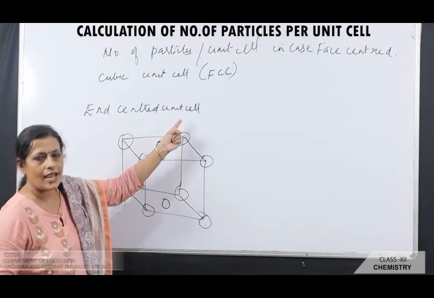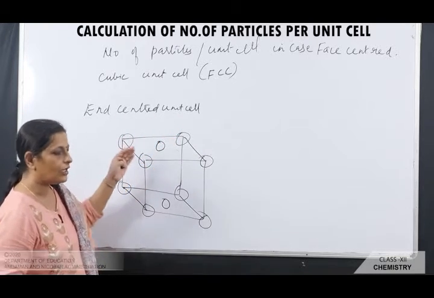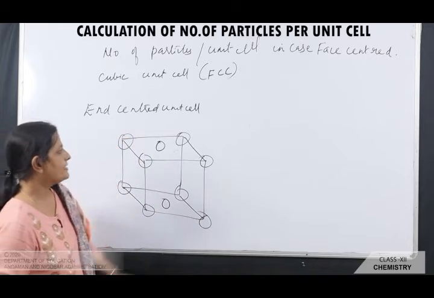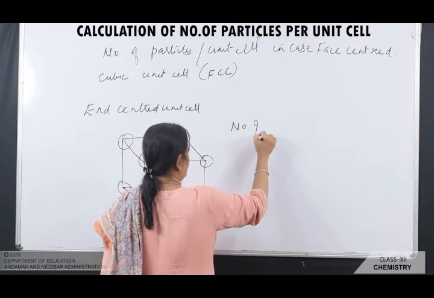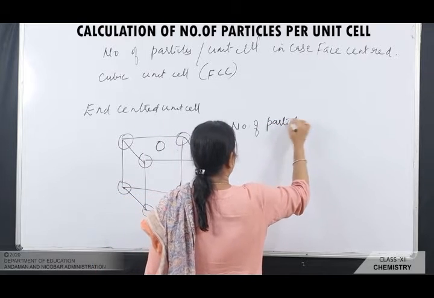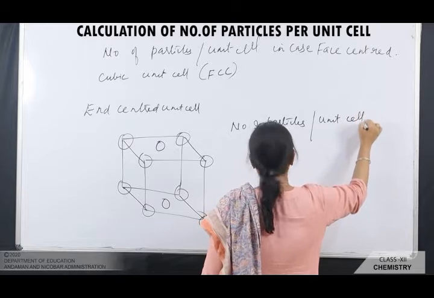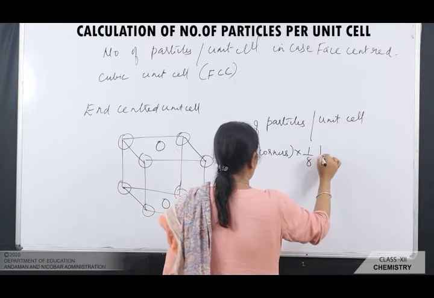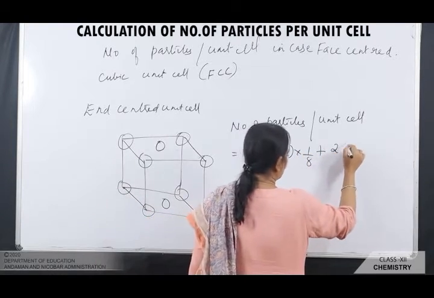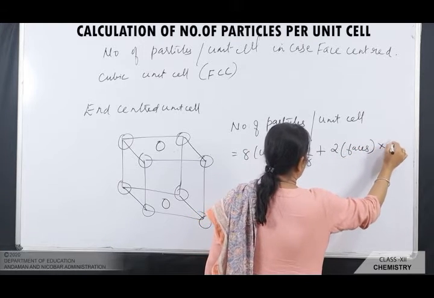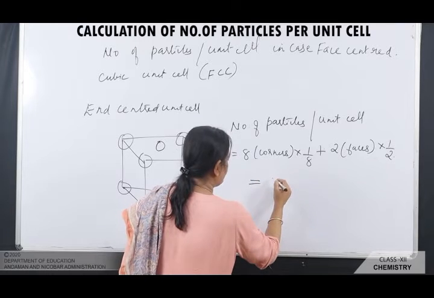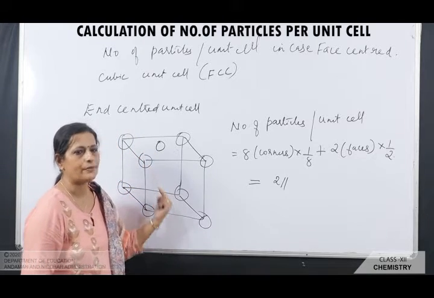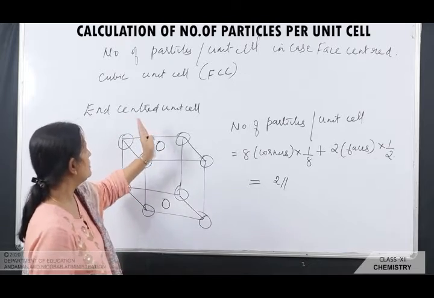Such a unit cell is known as what? End-centered unit cell. A unit cell having constituent particles in any 2 of the opposite faces apart from the corner position is known as an end-centered unit cell. So the number of particles per unit cell is equal to 8 corners into 1 by 8 plus how many faces are occupied? 2. So 2 into 2 faces occupied, and its contribution is how much? 1 by 2. So what will be the number of particles per unit cell? It will be 2. So an end-centered unit cell has got constituent particles in any 2 opposite faces apart from the corner position.